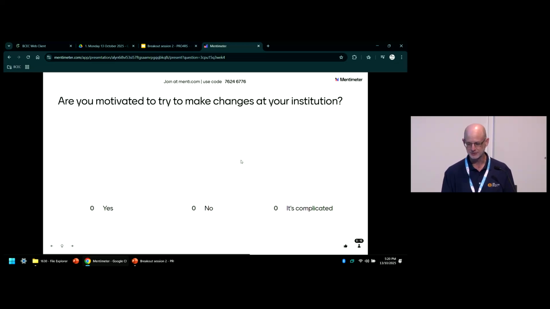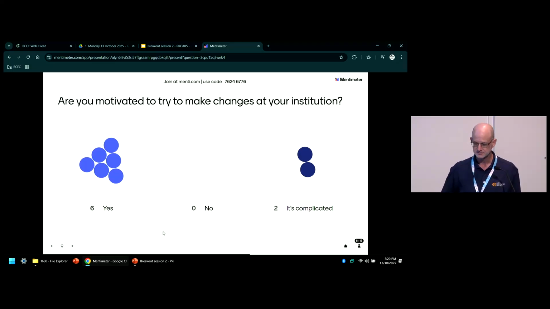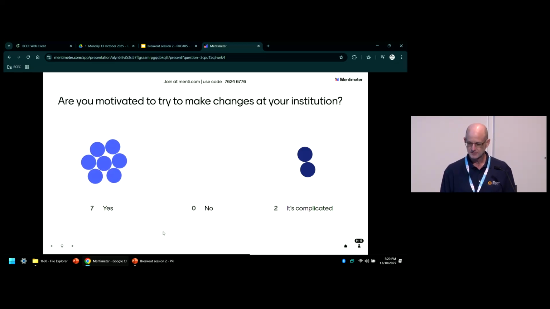Okay, and then are you actually motivated to try to make changes at your institution, whether that's you directly or you working through somebody else? I don't see any no's, which is nice. Emphasis on try. Do we succeed? Yeah, that's right. You never know what's going to happen, but trying is the beginning. And I will say that the sub-working group 2 report was intended to collect ideas about how to try and how to approach this.